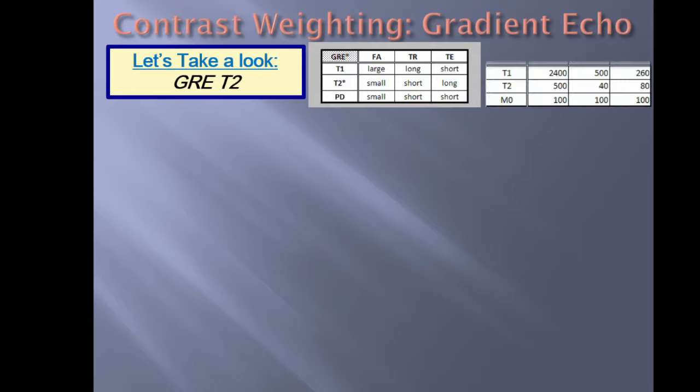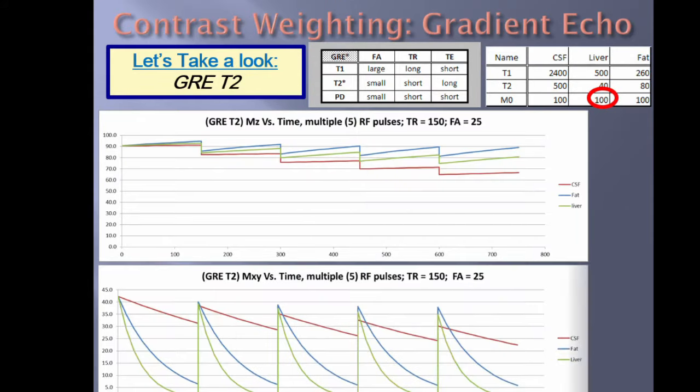Excellent. One more: T2. Again, we set all the proton densities to be the same. We're going to unweight T1 effects by using a small flip angle and a relatively short TR, right? So these things are all kind of clustered together. CSF's going down a little bit, but we see how that comes out in the XY plane on the bottom.